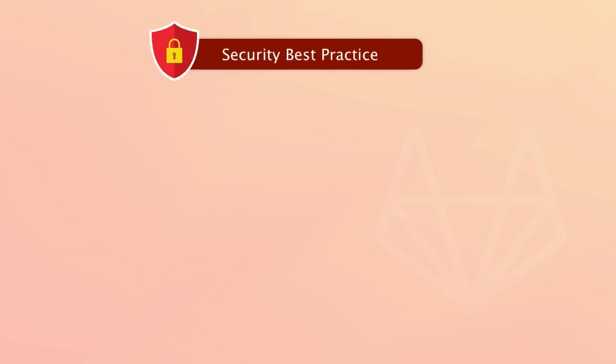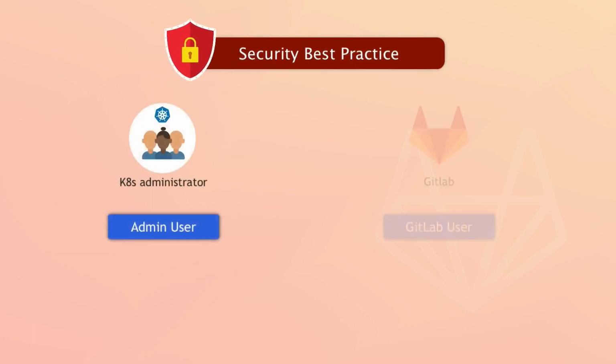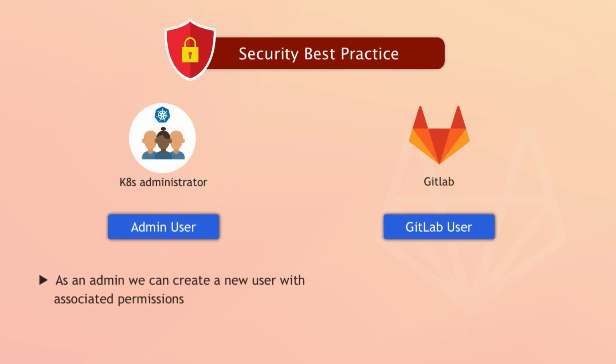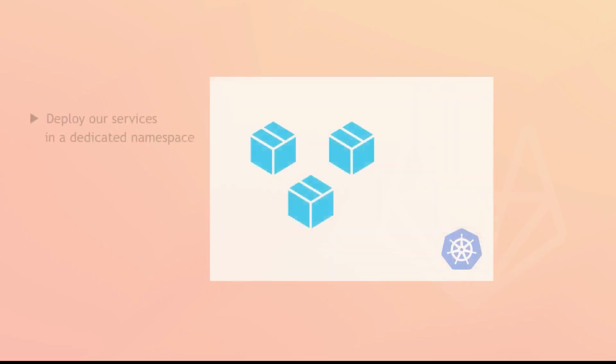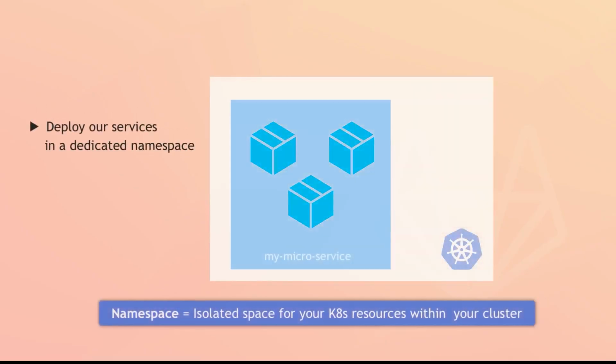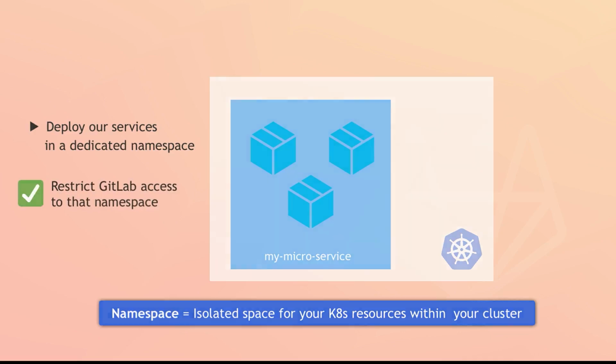So the Kubernetes administrator will have its admin user and GitLab will have its GitLab user. So as an admin, let's create a GitLab user with needed permissions. And in our case, we're going to be deploying our applications in a dedicated namespace. Let's call it my-microservice. So we're going to give GitLab permissions to that namespace.